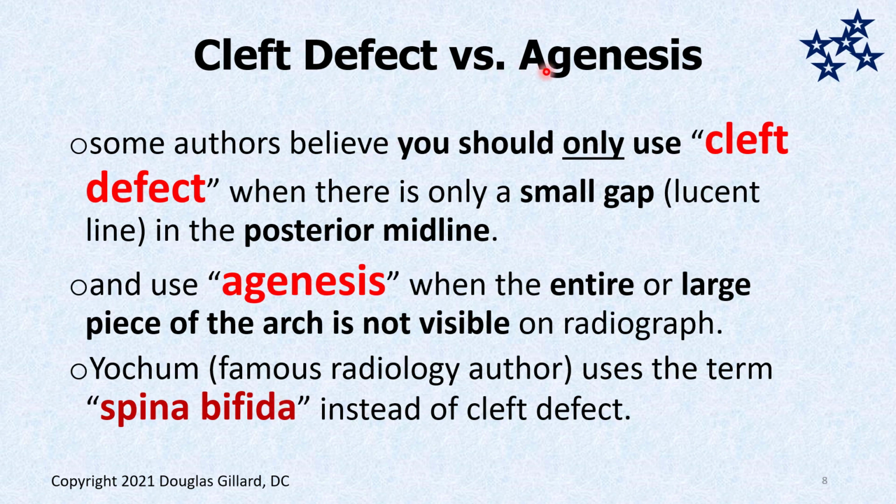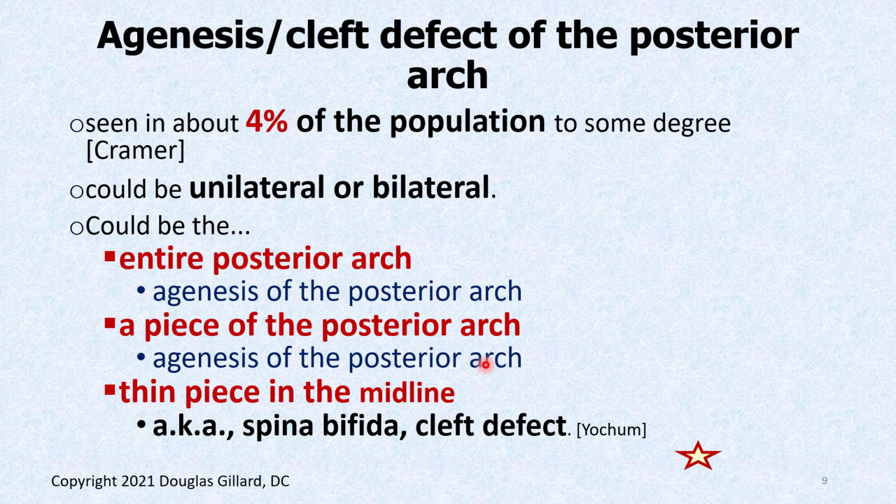So what about cleft defect versus agenesis? Most authors, the ones that I follow anyway, say you should only use cleft defect if there's that little gap that doesn't turn to bone. If the entire posterior arch of Atlas doesn't turn to bone, or a big portion of it doesn't turn to bone, that's when you say the term agenesis of the posterior arch, okay? So if it's a little gap in the bone, it's a cleft defect. If the entire or most of the posterior arch doesn't form, it's agenesis. And we talked about Joachim and his spina bifida.